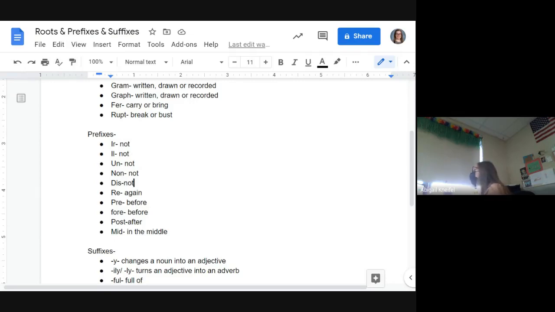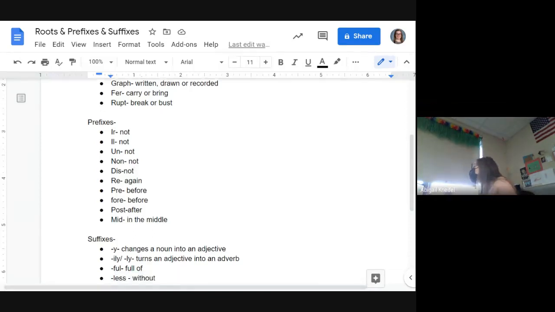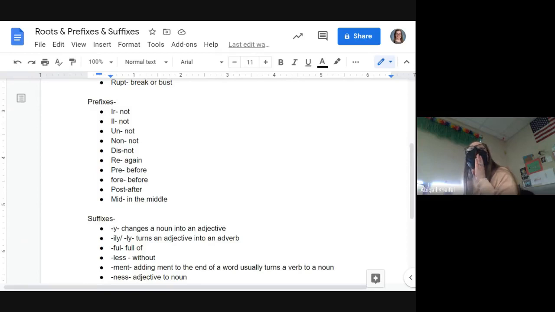And dis can also mean not, like I disagree. It means we do not agree. Re means again, like redo, to do it again. Pre means before. How about like prefix? Does that make sense, everyone? Prefix. Pre means before. Post means after. And mid means in the middle. Any question about prefixes? Remember, if you take a prefix away, there should still be a word there.